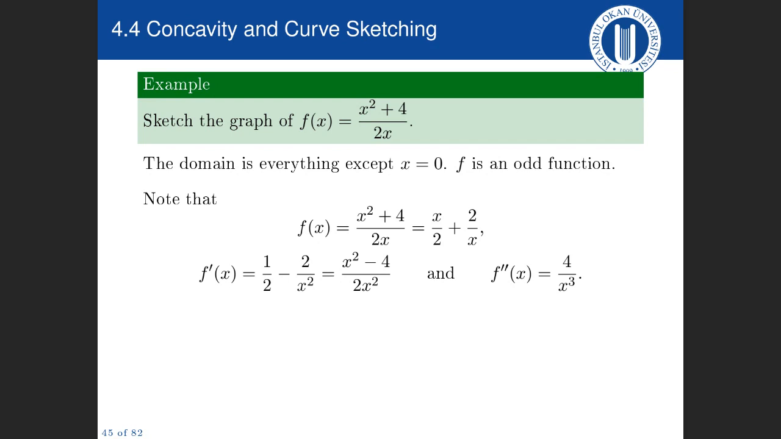And let's continue. Another drawing the graph example. Sketch the graph of x squared plus 4 divided by 2x. This function is not defined if x is equal to 0 because we can't divide by 0, but it's defined everywhere else. And this function is an odd function.